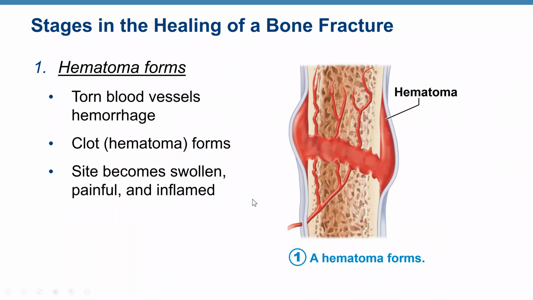And the last topic of this lecture is stages in the healing of a bone fracture. So we're going to start with hematoma. Torn blood vessels, hemorrhage. Your bone is a very vascular organ, so you have lots of blood vessels. If you break through the blood vessels, you have bleeding and formation of a hematoma. Hematoma is a clot. So a clot forms, the site becomes swollen, painful, and inflamed. And then you start your healing process.